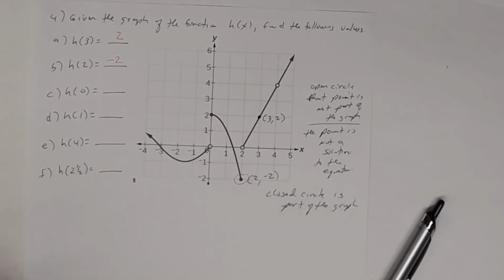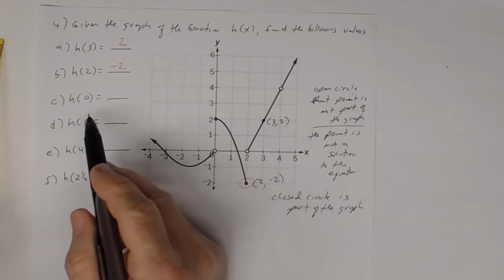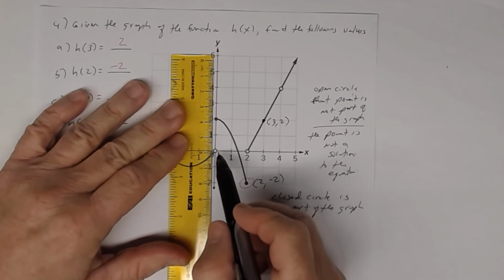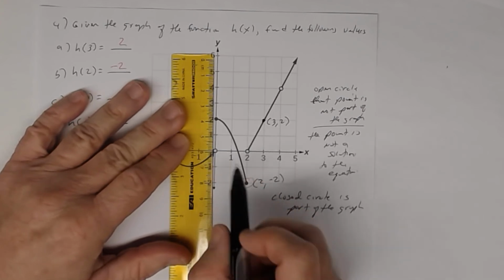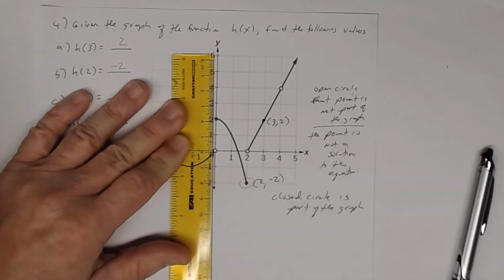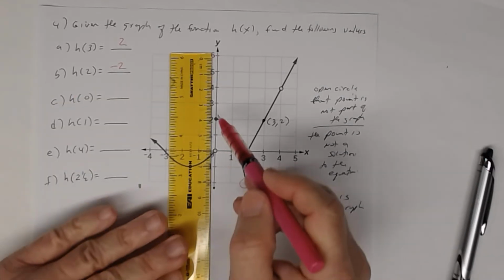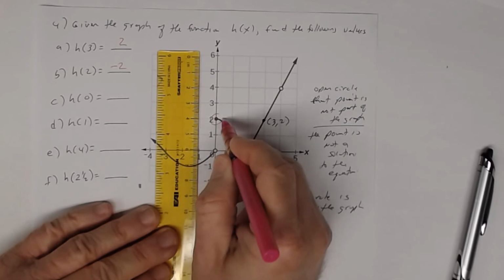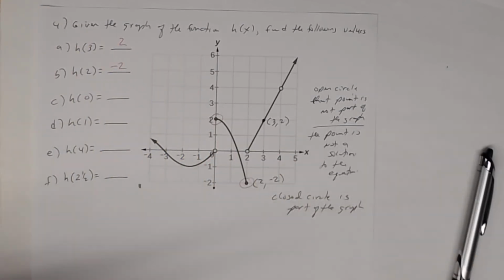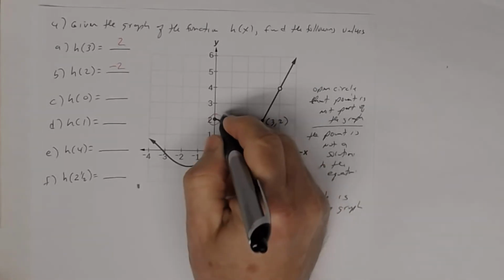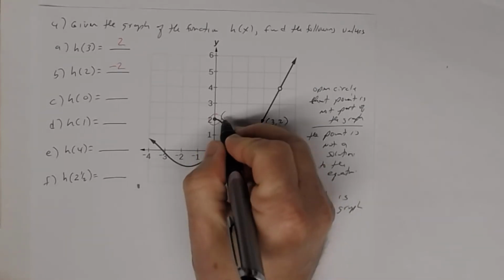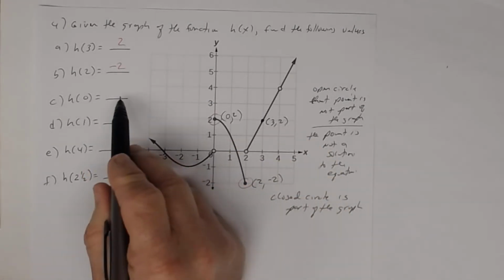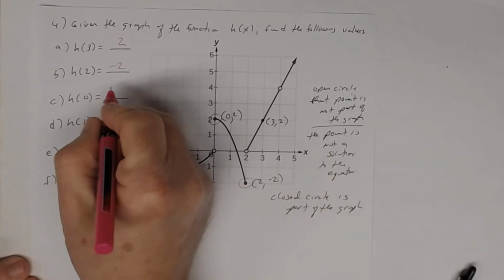All right. H of 0. So when x is 0, what's my y value? Well, here's where x is 0. You have that same situation. You have an open circle and a closed circle. Which of these points must you use? Do you use the open circle or do you use a closed circle? You have to use the closed circle, right? All right, so now let's label the point. So when I label that point, remember that point is when x is 0, my y value is 2. So I have the answer. When x is 0, my y value is 2.